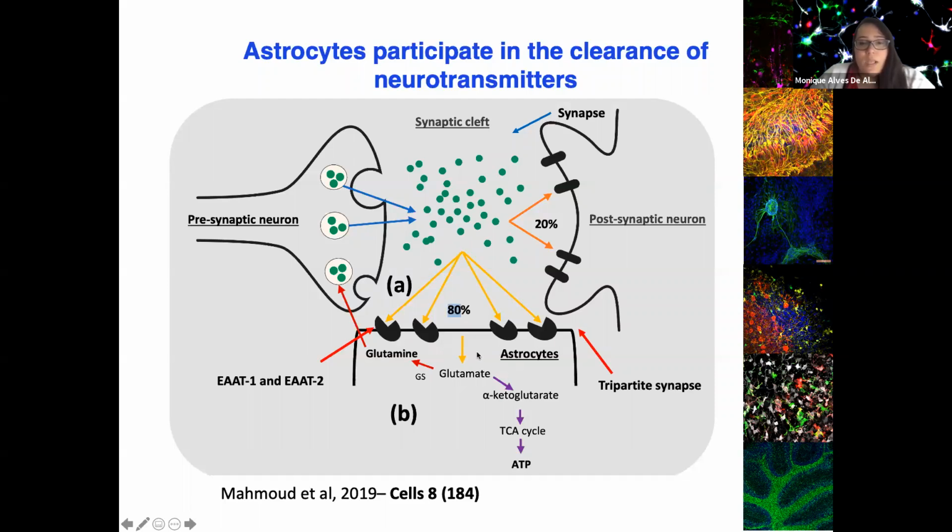Another thing is that glutamate can also be metabolized to glutamine by glutamine synthetase present in the astrocytes. Glutamine is then released in the extracellular space and can be taken up by neurons and used as a recycling mechanism to resynthesize glutamate. On the other hand, glutamate can also be transformed into ATP within the astrocytes.